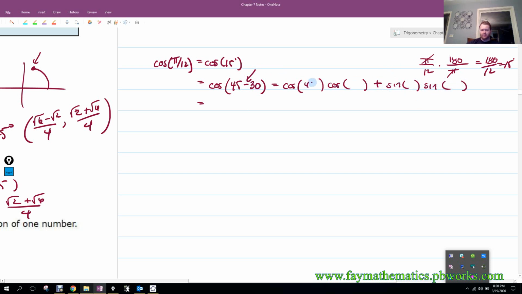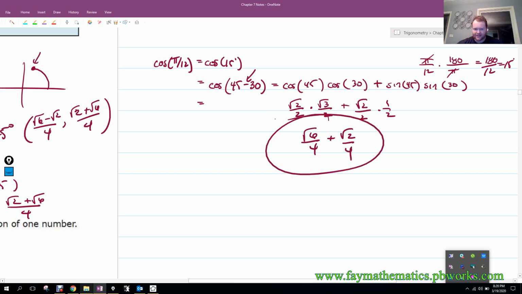And I just go plug in my 45, your 30, your 45, and your 30. So now cosine of 45, radical 2 over 2. Cosine of 30, radical 3 over 2. Plus then sine of 45, root 2 over 2, sine of 30, 1/2. So I get radical 6 over 4 plus radical 2 over 4. And you're going to find out that you get a lot of similar answers.